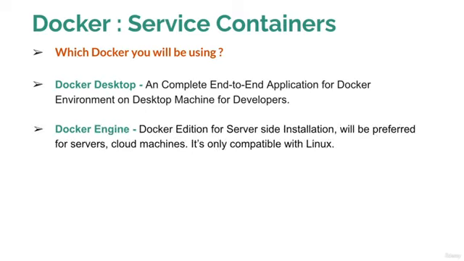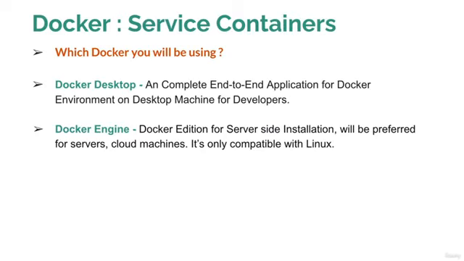If you want to install Docker on a server, there is another kind of installation, which is Docker Engine. Docker Engine is the Docker edition for server-side installation, preferred for servers and cloud machines. It is only compatible with Linux. So for local installation you need to install Docker Desktop, and for a server machine or cloud machine, you need to go with Docker Engine.